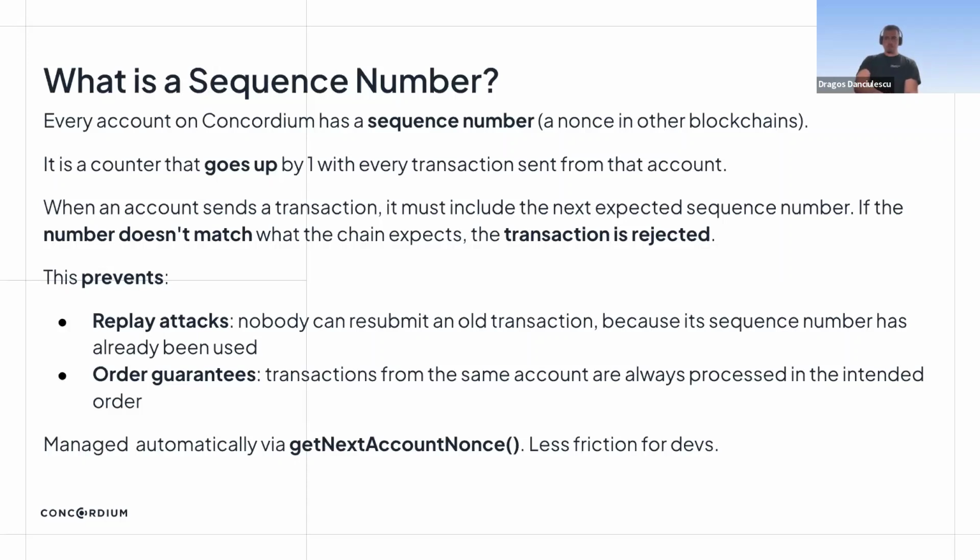And it also guarantees the order. It means that transactions being done from the same account are always processed in the intended order. So you could actually check which transaction was first. And as a developer, this is just managed automatically via simple methods, so you don't need to calculate this or anything like it. You can just use the Web SDK to get it. All right.